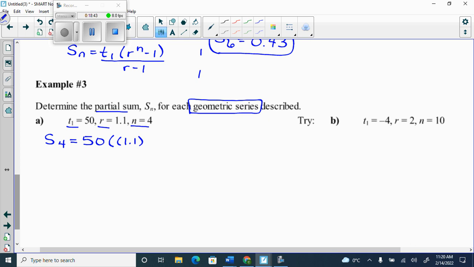Do you see how I'm putting it in brackets every time? Please put your R in brackets. It will work fine if your R is positive and you don't put in brackets, but if your R is negative and you don't put in brackets, you're going to have problems. So always put your R in brackets. So 1.1 to the 4 minus 1 all over R minus 1. So 1.1 minus 1.